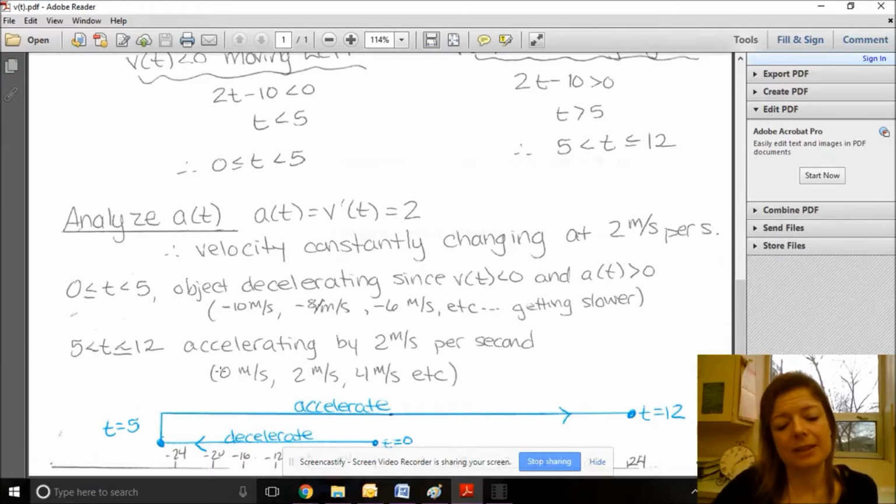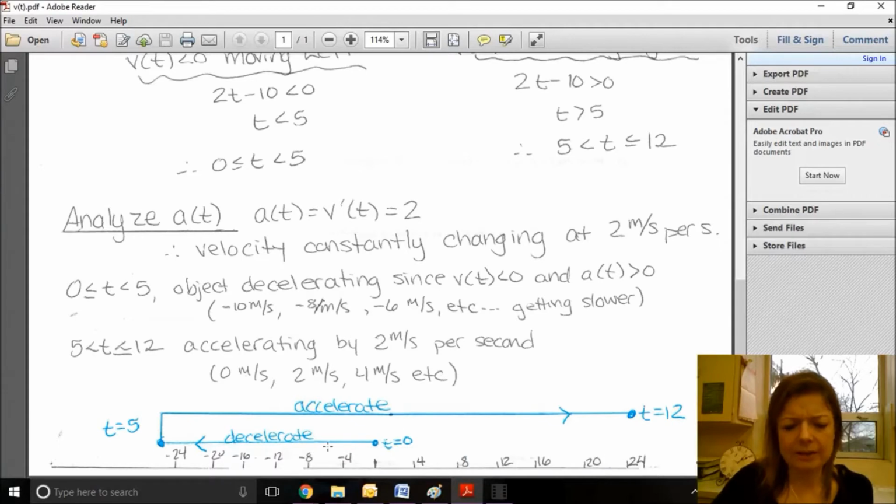And then it starts to accelerate at a rate of 2 meters per second every second. So 0 meters per second to 2 to 4, etc., all the way until it gets up to 14 at 12 seconds. So I'll just try to hide that. Here is your number line. So you create an S line at the bottom, and that includes all of your positions which you've found. And then you use this to show the direction, the deceleration, where it turns around, and the acceleration.